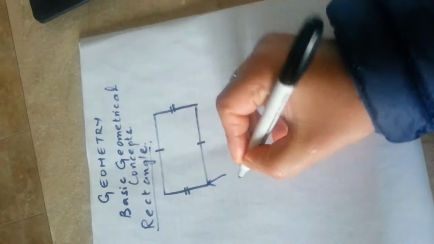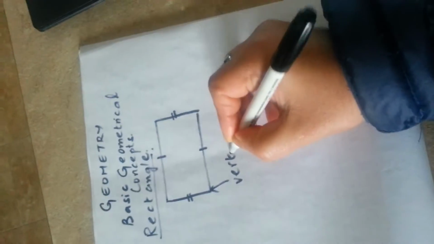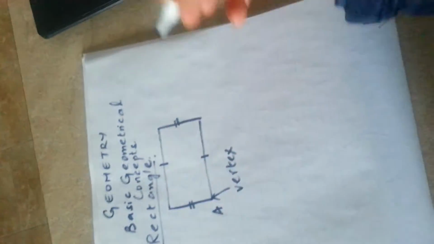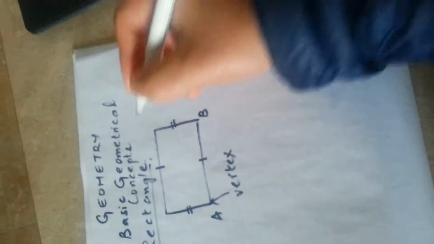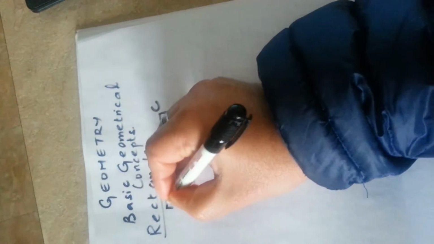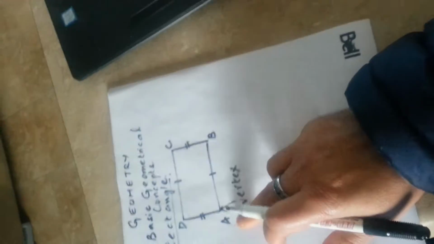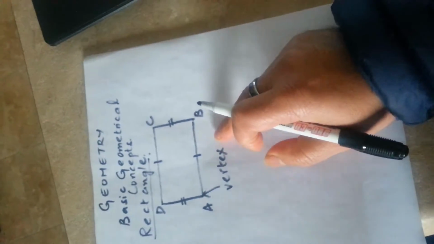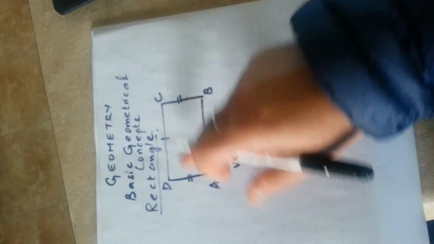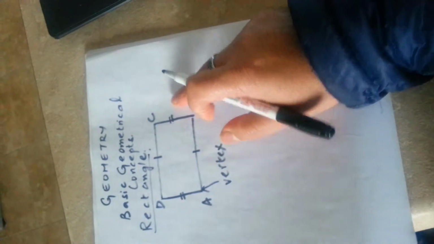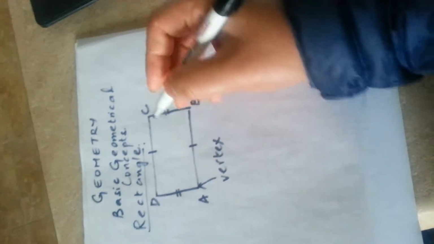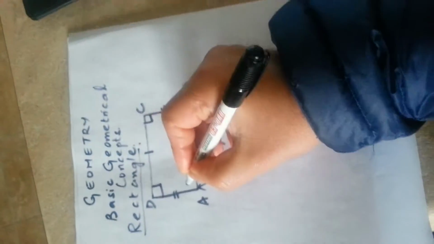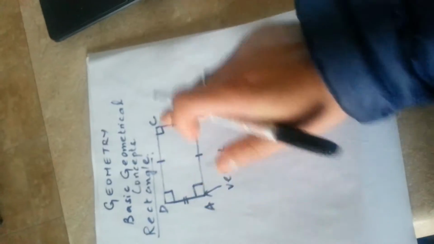This is called a vertex. So there are four vertices. Let us name them A, B, C, and D. So a rectangle is a four-sided figure whereby the opposite sides are equal, and the four sides make four right angles. These are right angles, right? And the opposite sides are equal.